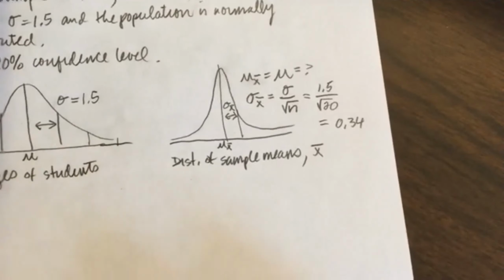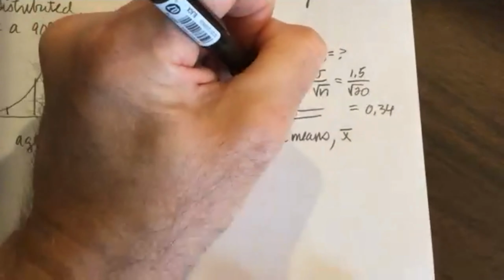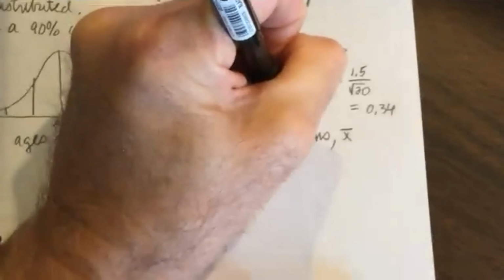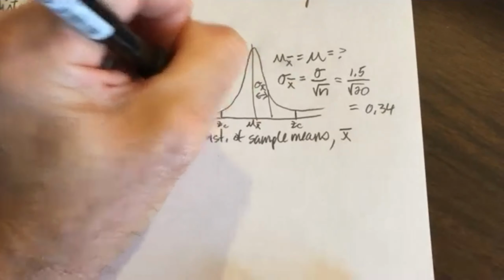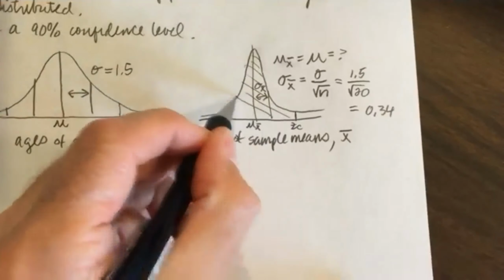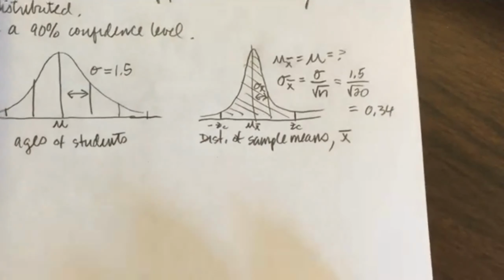Okay, so we want a 90% confidence interval. To find one, we're going to need to know what value of z cuts off 90% of the area, since we want to be 90% sure. So to find that, we're going to have to take a look at the standard normal curve, and we're going to have to find the critical values that cut off 90%.